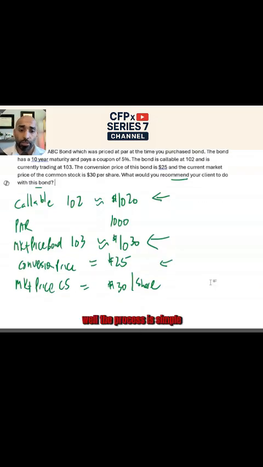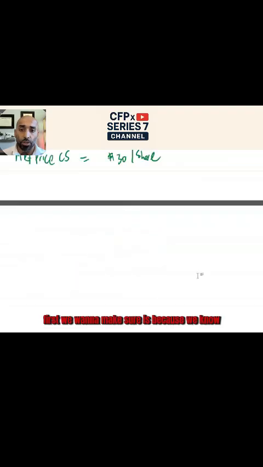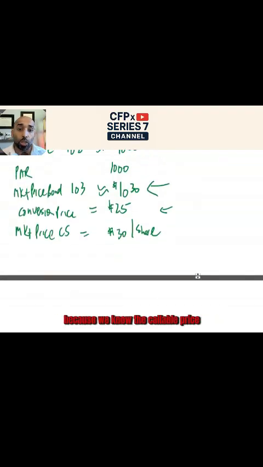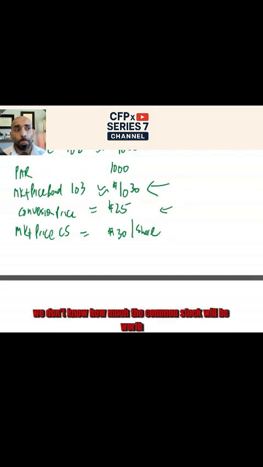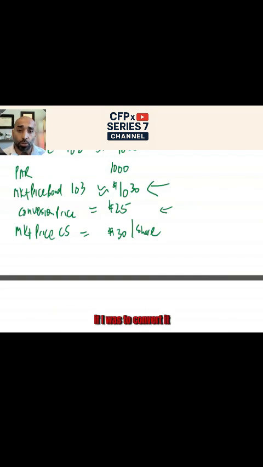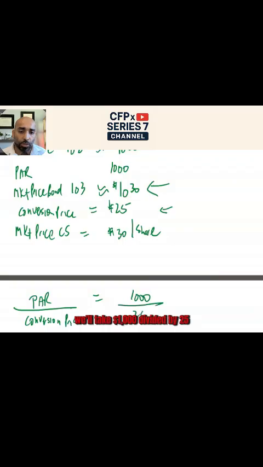Well, the process is simple. First, because we know the callable price and we know the market price of the bond, we don't know how much the common stock will be worth if I was to convert it. So I'll have to convert the bond. And how do we convert the bond? We're going to take the par value of the bond and divide it by the conversion price. If we take $1,000 divided by 25, that gives us 40 shares of common stock.